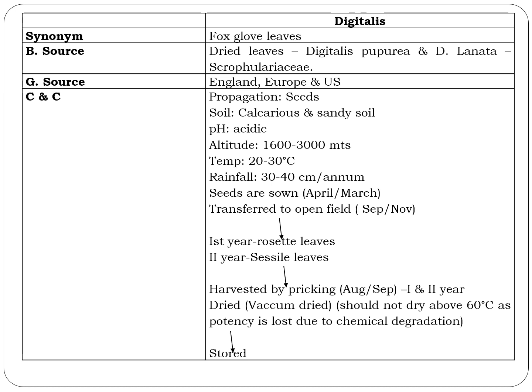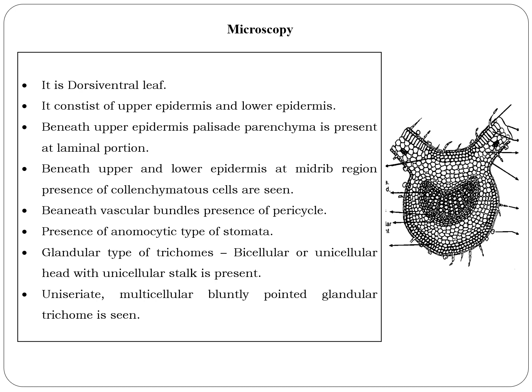In the first year, we can see the presence of rosette leaves, whereas in the second year, we can see the growth of sessile leaves. The leaves are harvested by picking in the months of August and September in the first year and second year. The leaves are dried using vacuum drying, and should not be dried above 60 degrees Celsius, as potency is lost due to chemical degradation. Later it is stored.